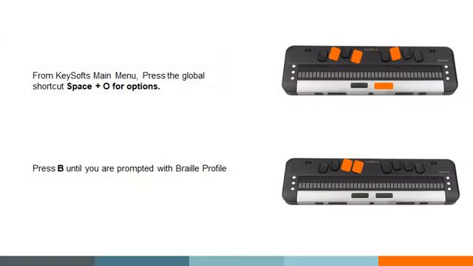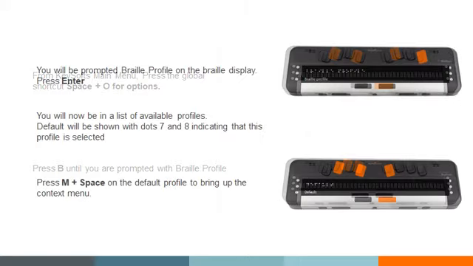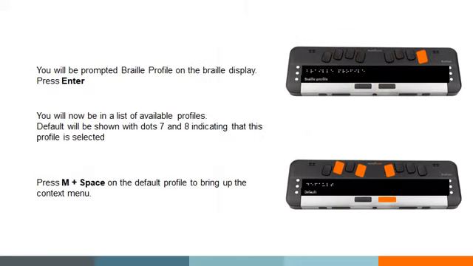I'm currently on the main menu. I am going to press O with space to go to my options menu. And again, that's a global command. So we are going to press O with space from anywhere, and we will be brought to our options menu. Regardless of where your focus may be, we want to press now the letter B to move focus to the Braille profile option. So again, we're going to press the letter B until we find Braille profile, and I'm going to press enter.